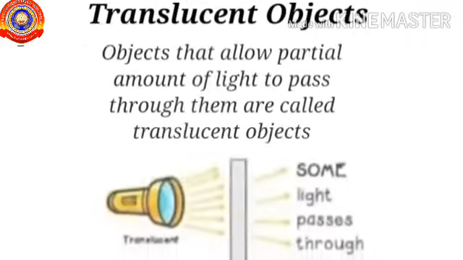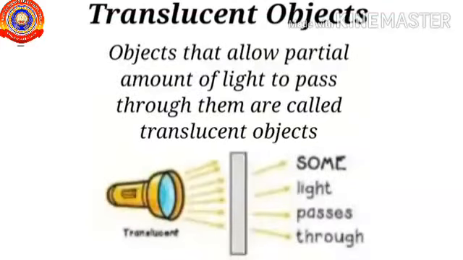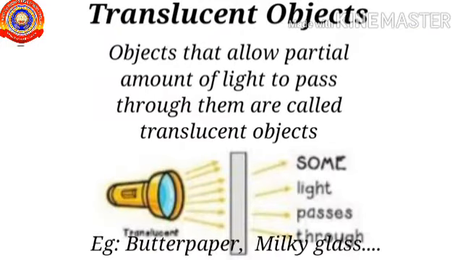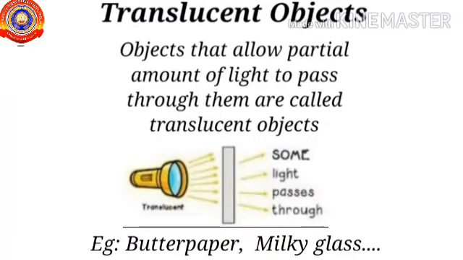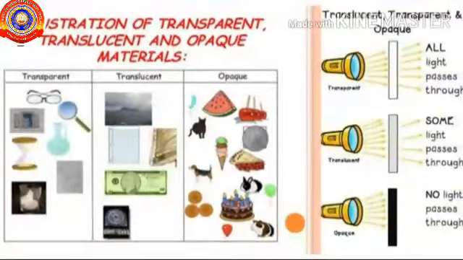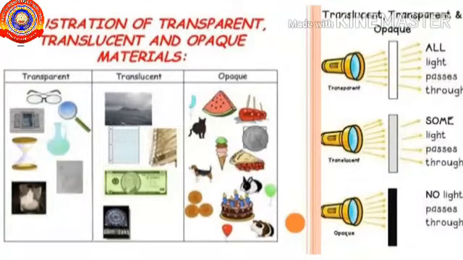Translucent objects. Objects that allow a partial amount of light to pass through them are called translucent objects. Example: butter paper, milky glass, etc. Now, can you classify familiar substances into transparent, opaque and translucent objects? Tabulate them in your rough book, okay?